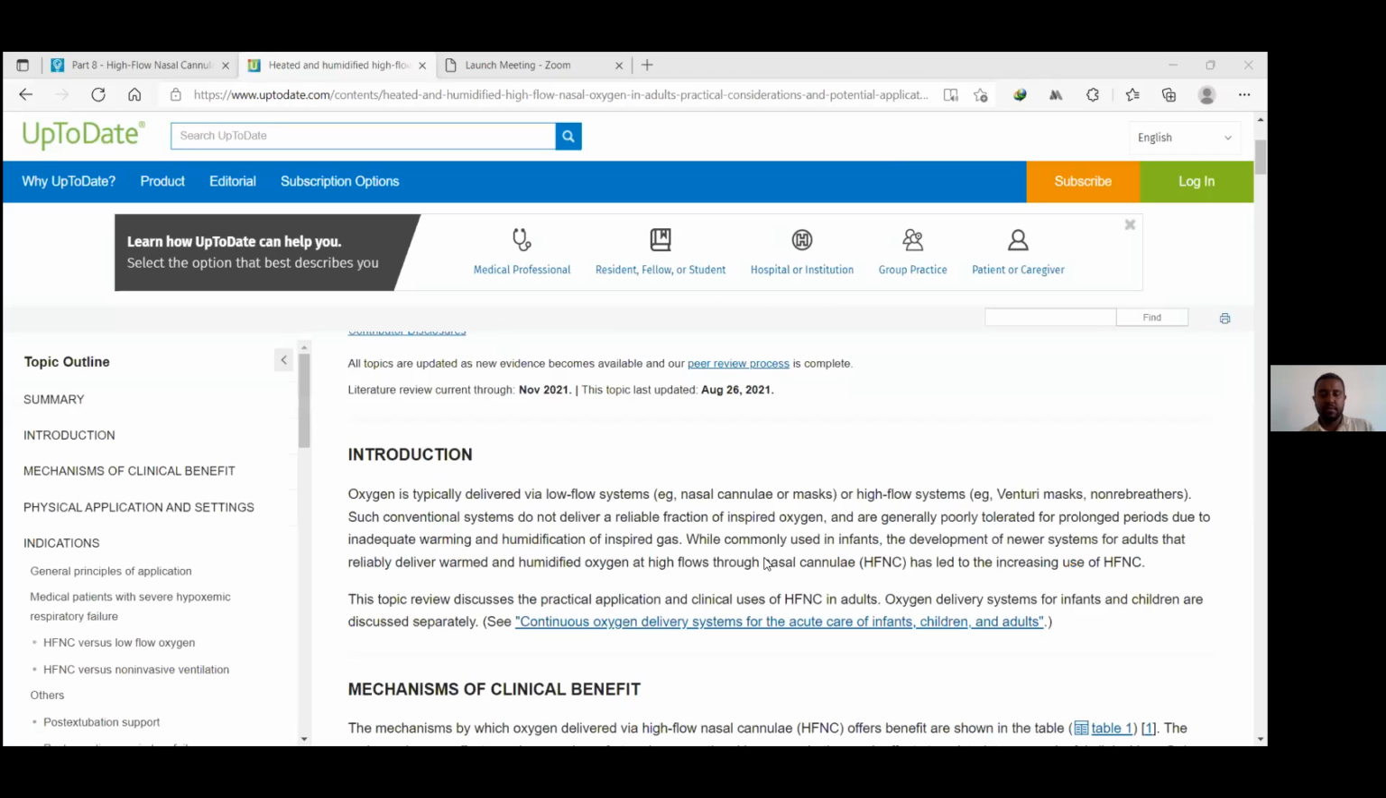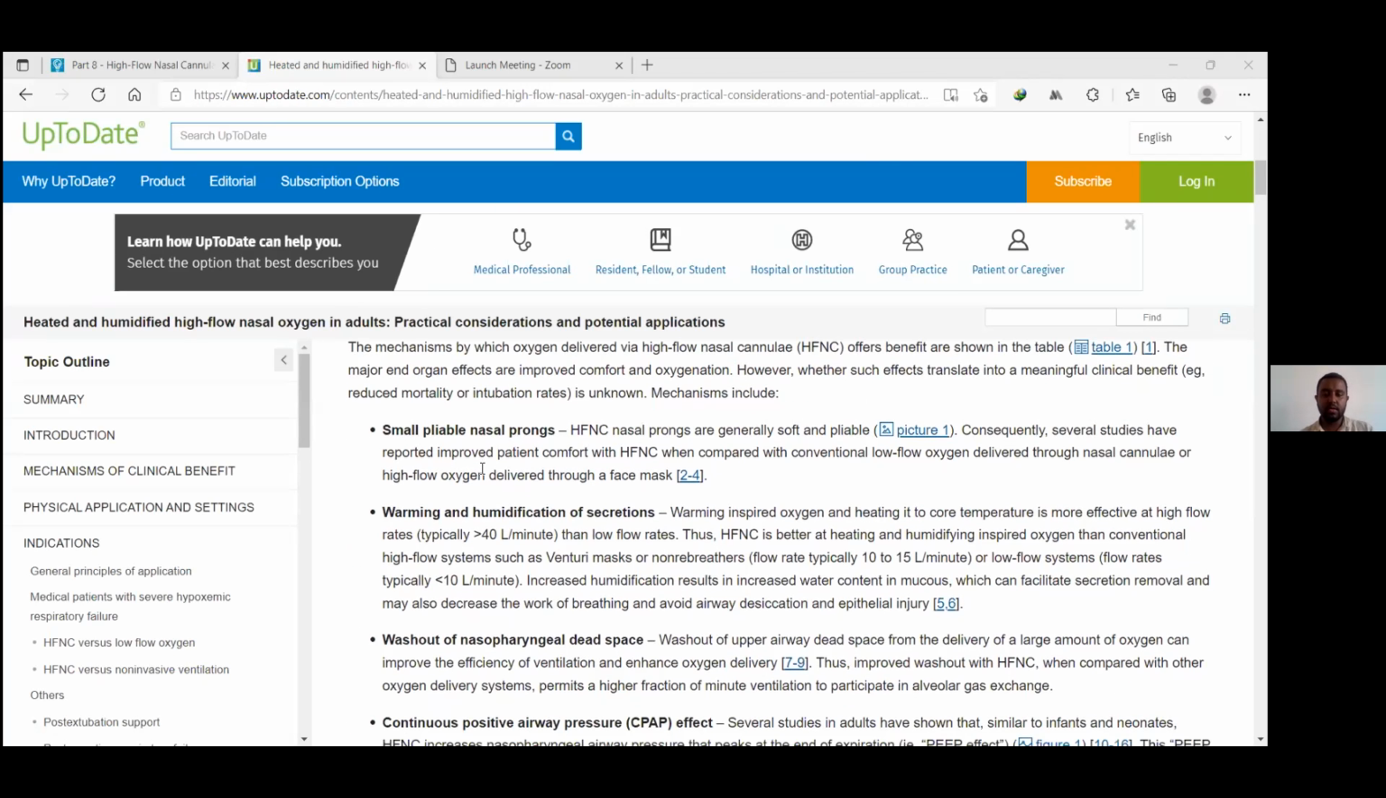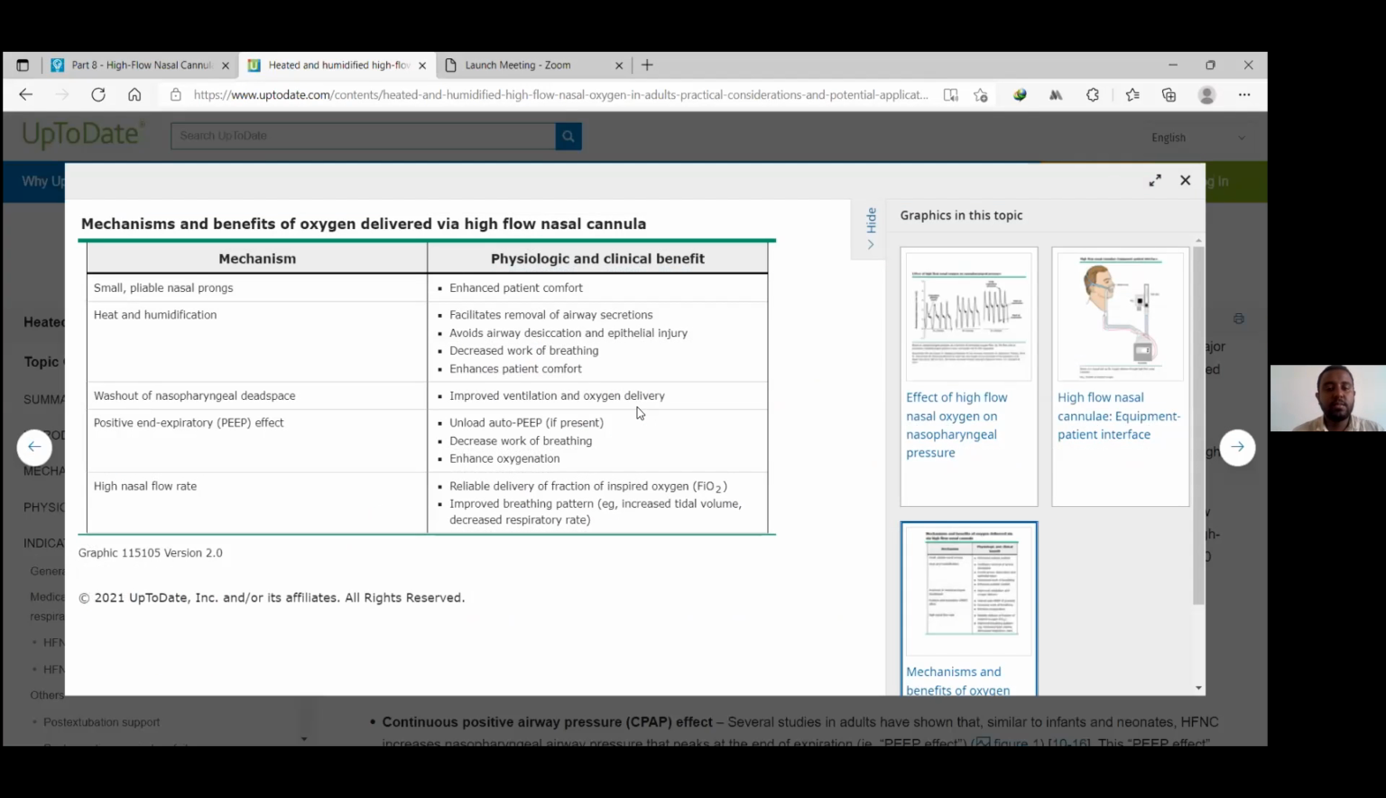So the benefits. These are some of the clinical and physiologic benefits we get from a high flow nasal cannula. The first one, as most of you have mentioned, is enhanced patient comfort, because there are small pliable nasal prongs, which makes it comfortable for our patients and facilitates removal of airway secretions, because there is no obstruction with the face mask, unlike the NIVs.